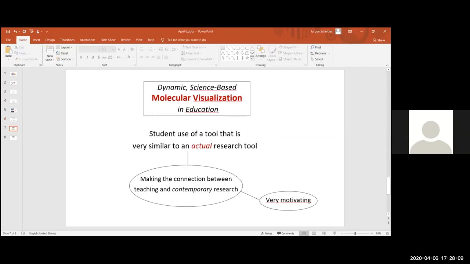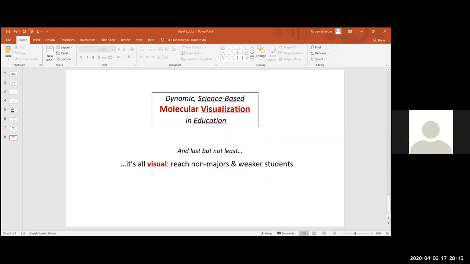This slide here you just saw earlier, this mirrors an actual research tool. And my last slide here is, last but not least, it's all visual. In this workshop, that was the theme, molecular visualization. So, a good method to reach some majors and weaker students.